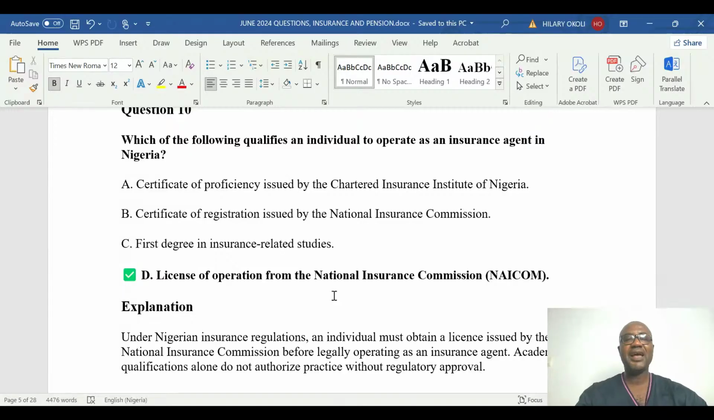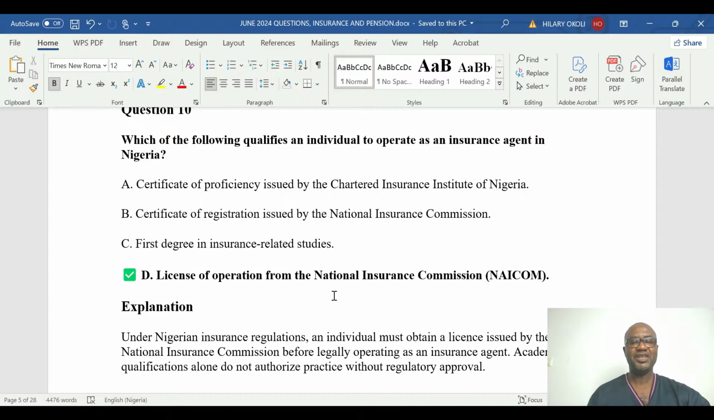You can drive a car. I drive my father's car, yes, but you need a license to certify that you can drive on a Nigerian road. So the answer is license of operation from the National Insurance Commission.